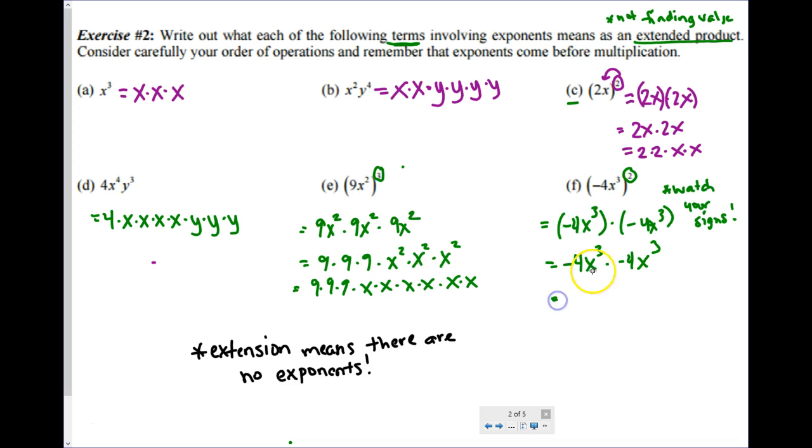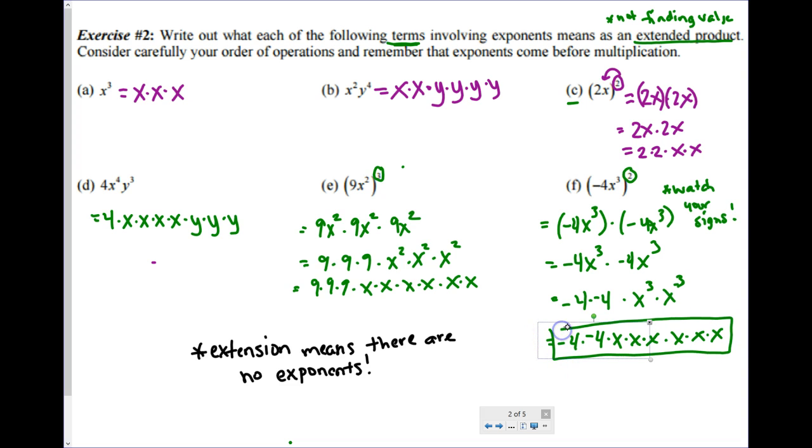Okay. Put my numbers in front, so negative 4 times negative 4, times x cubed times x cubed. And I have to get rid of these exponents, so I'm going to keep the negative 4's. And I've got 3 x's in the first one, and then 3 x's in the second one. So this is extending a product, right? You're getting rid of your exponents and you're extending all of these products. Okay? Good habit to box your final answers. These are your extensions.